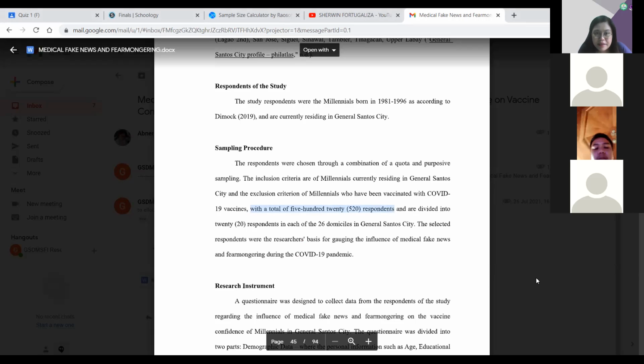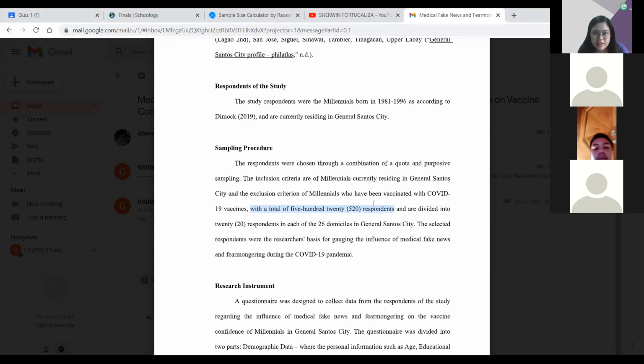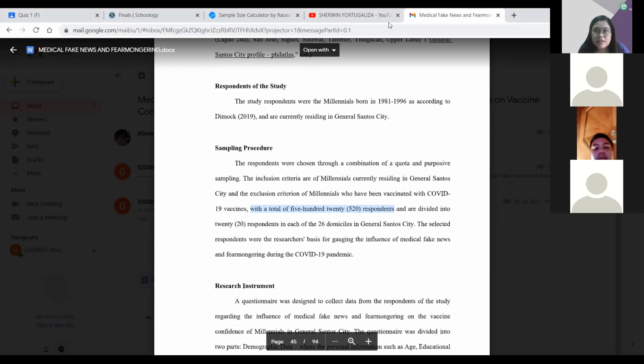Tingnan nyo yung kanilang respondents. This one was being computed. So we have a total of 520 respondents here. No need to actually state the population size ha. Hindi na ninyo ibutang diri nga isa ka million nga millennials. No, diretso ka na mag-state sa sample size mo. Okay? So kaya lang itong 520 nila, i-divide nila 20 respondents each sa 26 barangays in General Santos City.